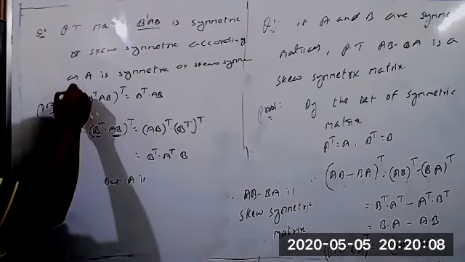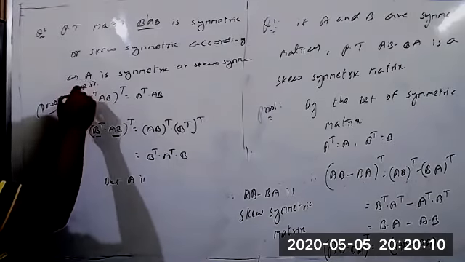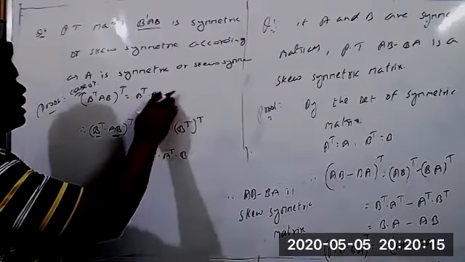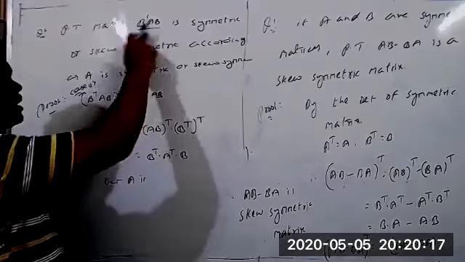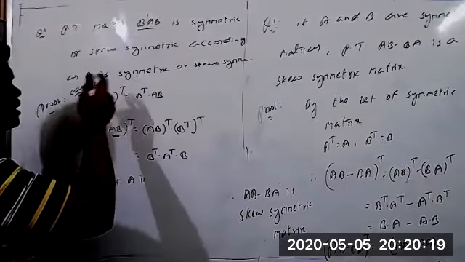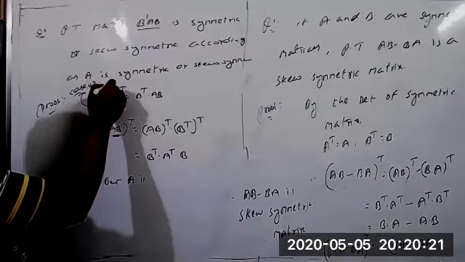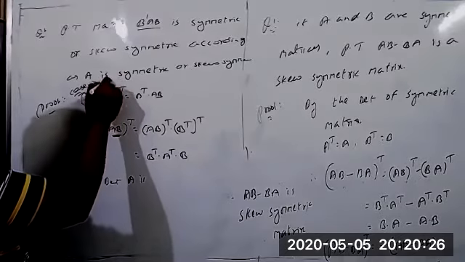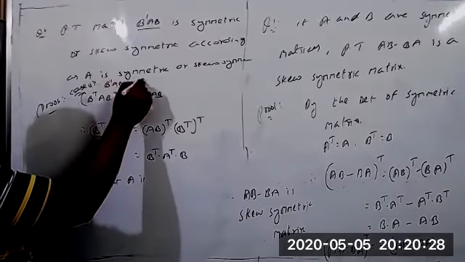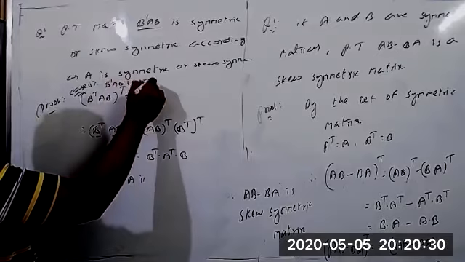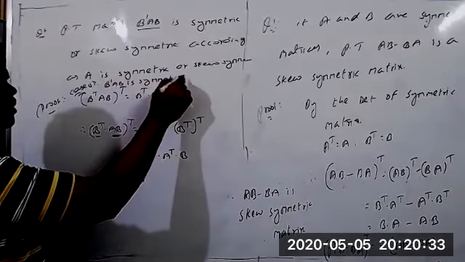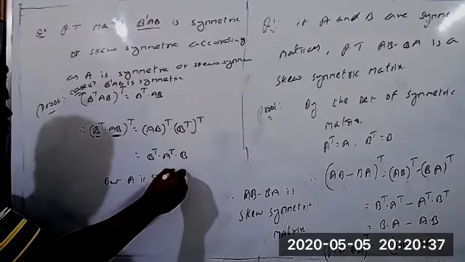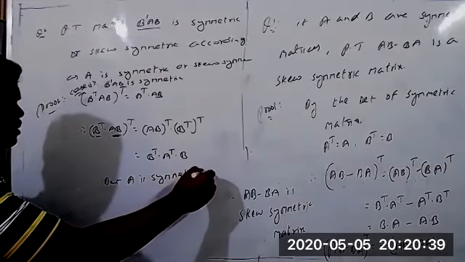Now write the condition: A is symmetric. If you want, take this as case one. The entire thing, take symmetric first. That is case one. What is that? B dash AB, that is B transpose AB, is symmetric. Now the condition is one: A is a symmetric matrix.